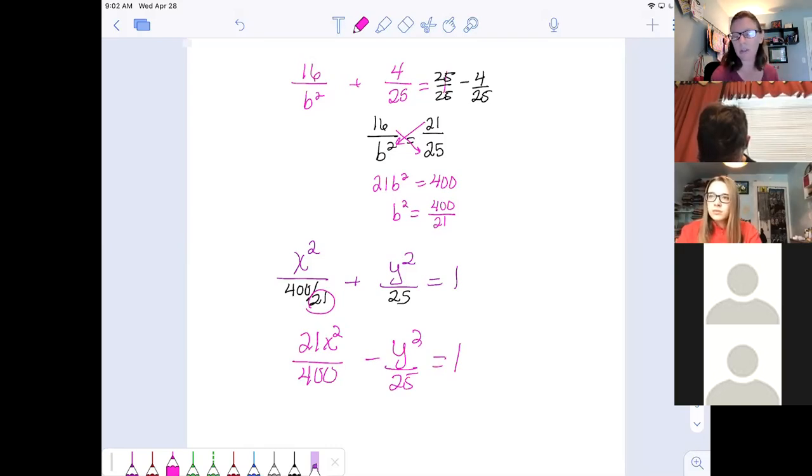It's considered unsimplified. The reason we have that fraction in the denominator would be so that we could know the entire b squared term if we were graphing it. But really, for a standard equation, you should have that fraction out of complex form. Good question, Hannah. Any other questions? So that 21 that you're dividing by just bumps back into the numerator. 21x squared over 400.